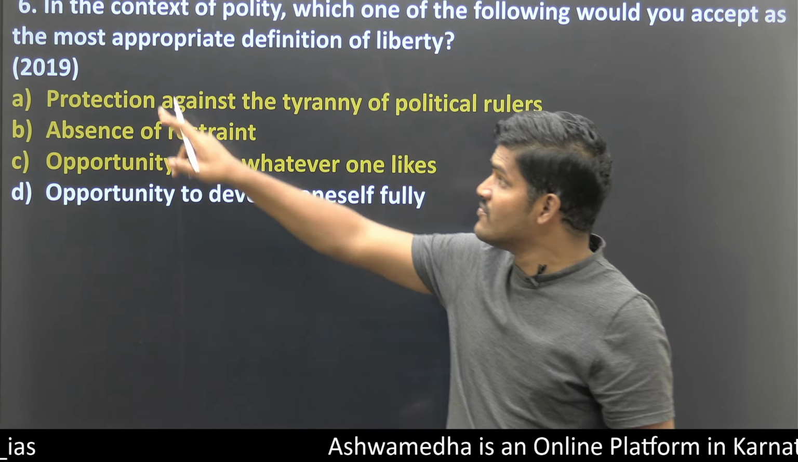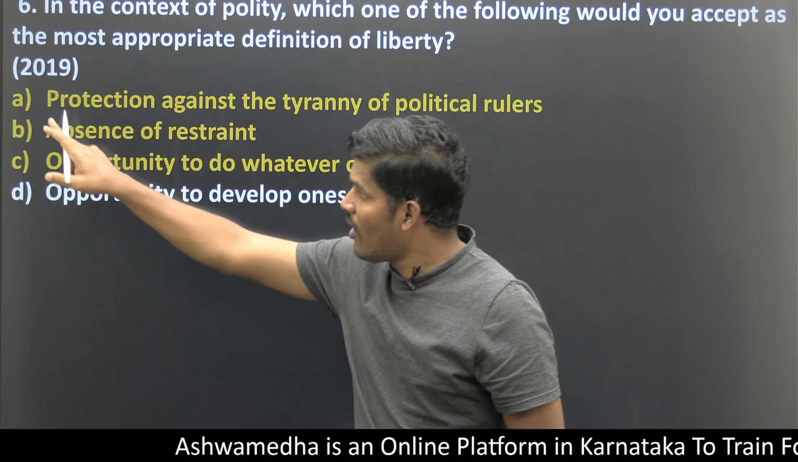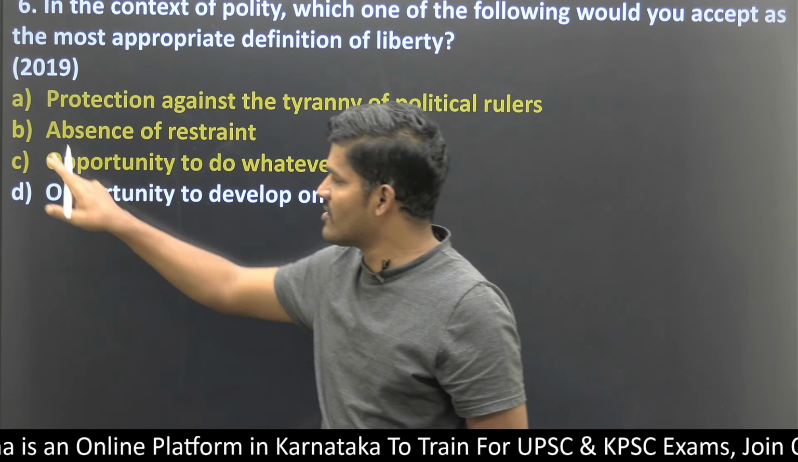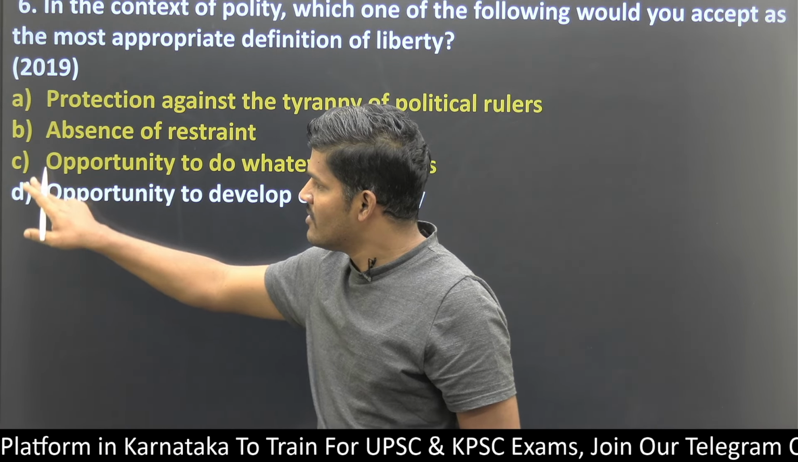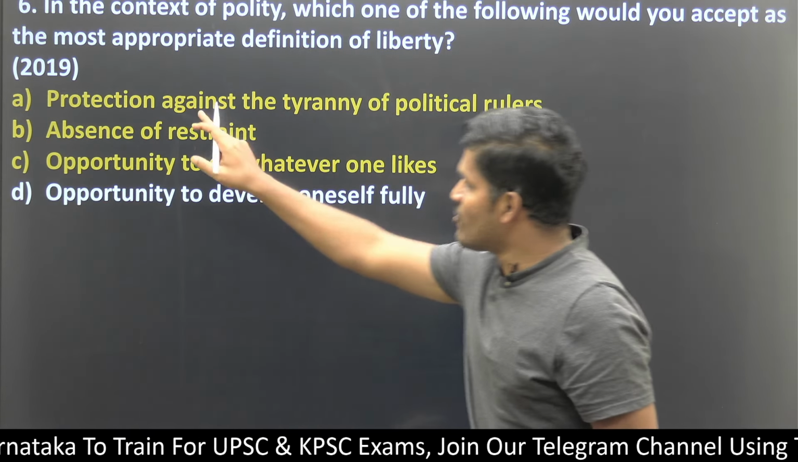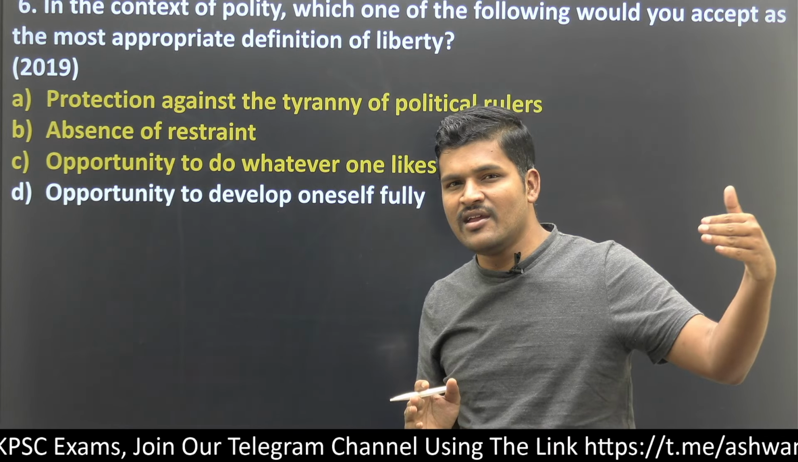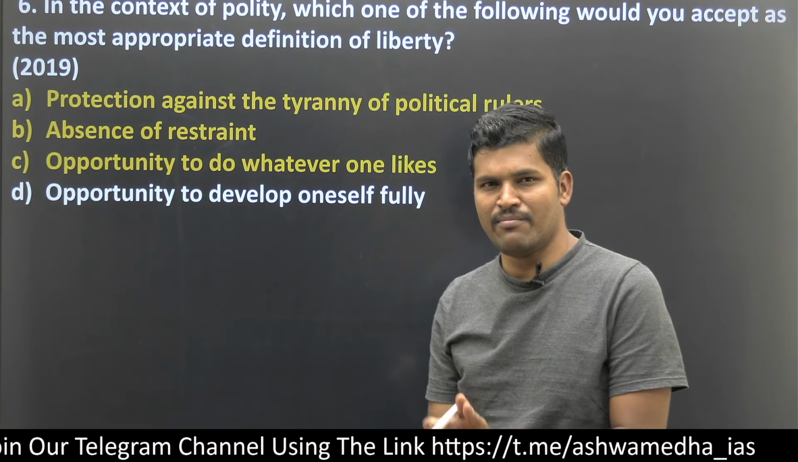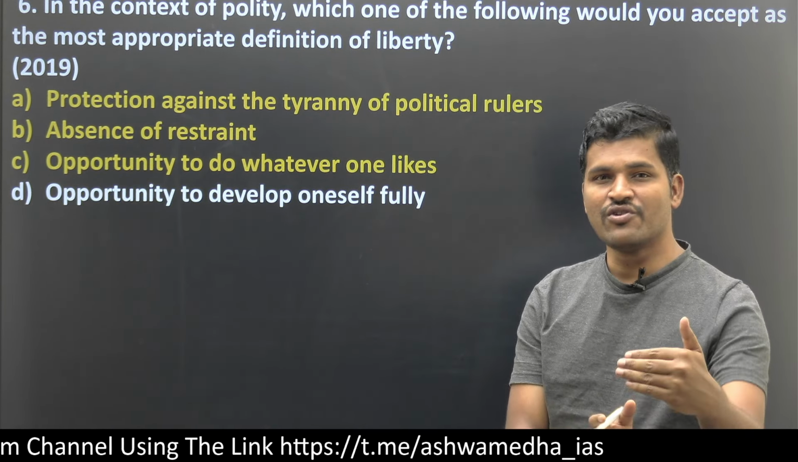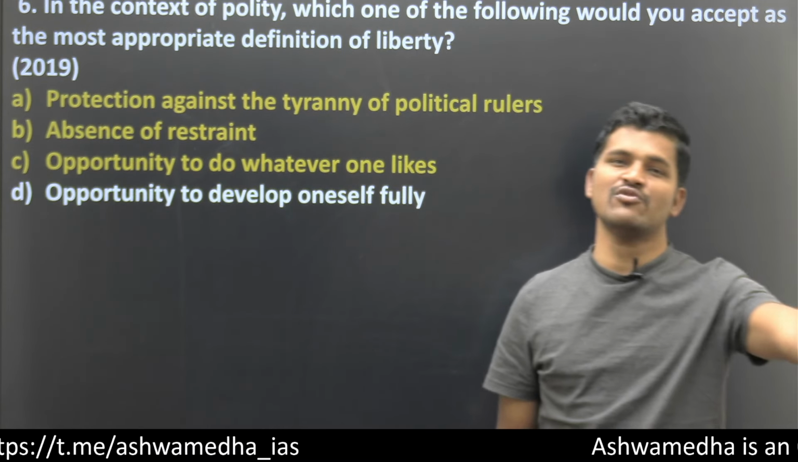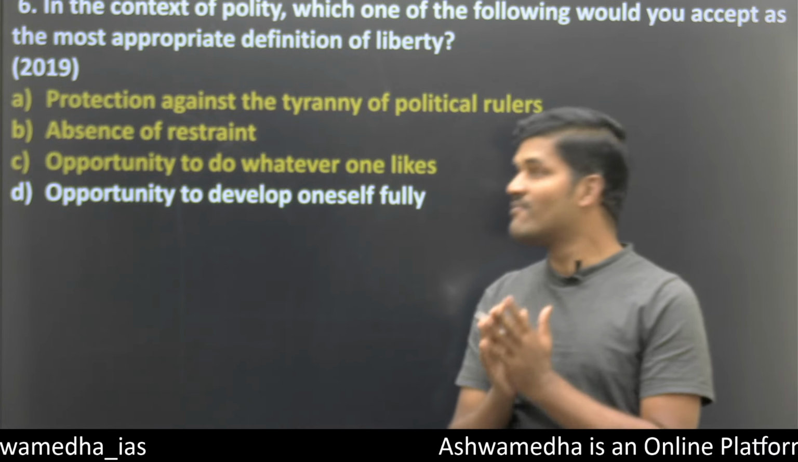But my point is, which is most appropriate? When compared to options A and D, D is most appropriate. When compared to options B and D, D is most appropriate. Here, the protection against tyranny of the political rulers does not only speak against tyranny, it also speaks about individual development. It also speaks about the educational right, economic justice, and secularism. So that is the meaning of liberty.